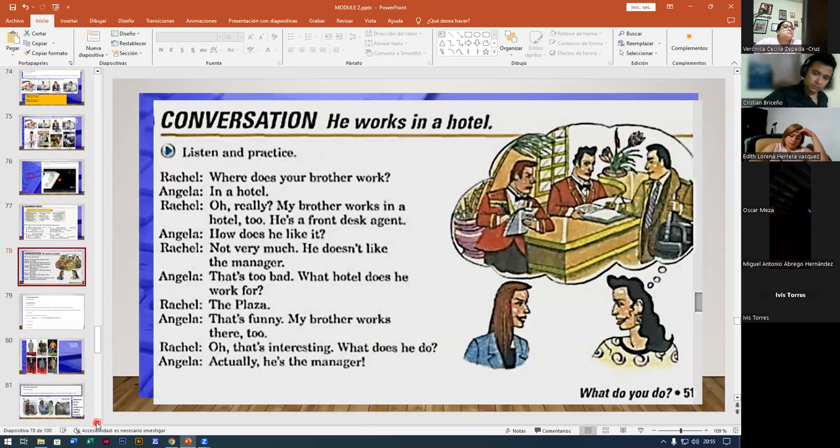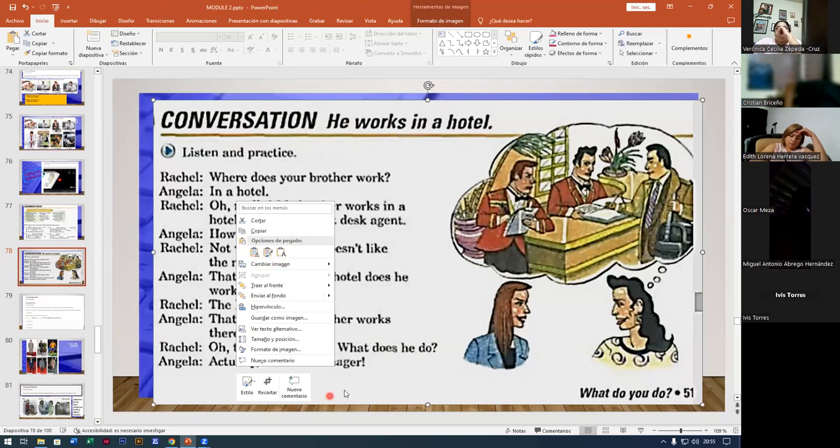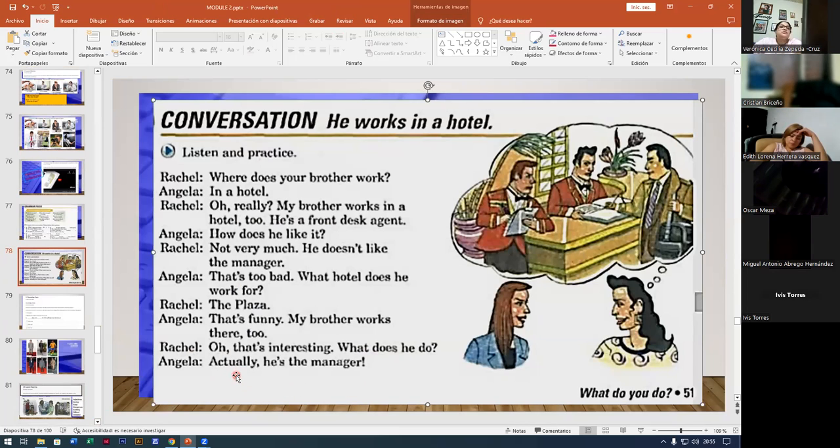¿Cómo se pronuncia la última donde dice actually? Actually. Actually means de hecho. No significa actualmente, significa de hecho o en realidad. De hecho, él es el gerente. En realidad, él es el gerente. That's actually.